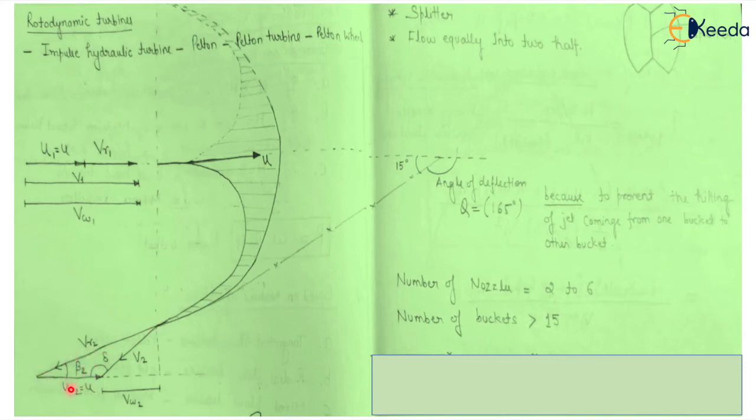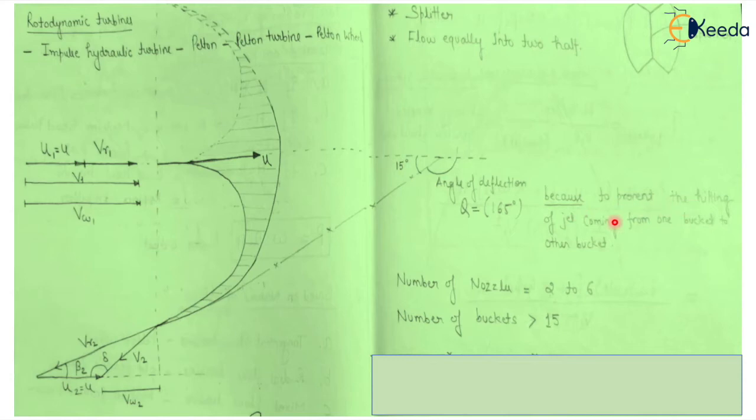And beta 2 is the blade angle at the outlet, and here, if I say this one is alpha, this alpha is less than 90, and Vw2 is the horizontal component of V2 at the outlet. Now you see here, this one is the angle of deflection, that means water is deflected from the center up to an angle of 15 degrees. Why is this angle of deflection there?